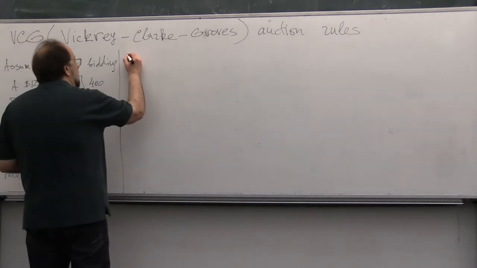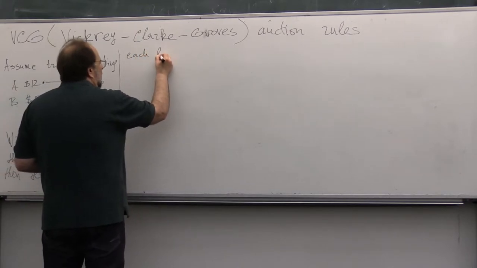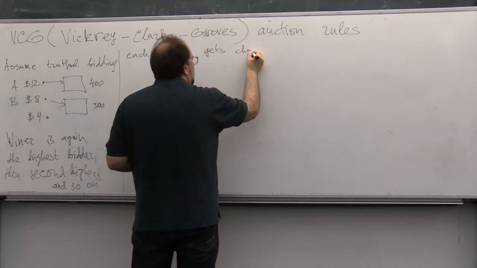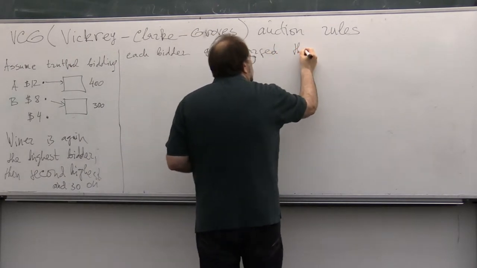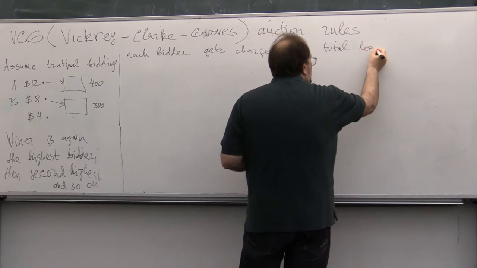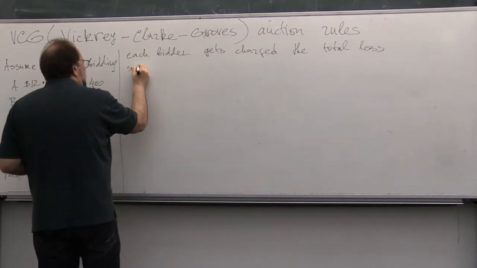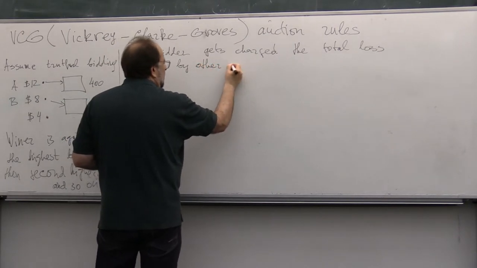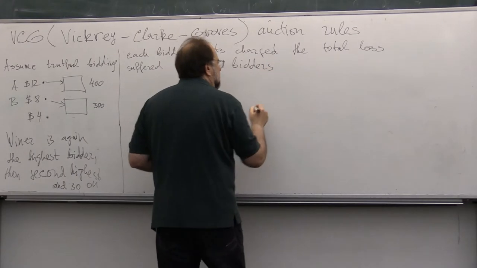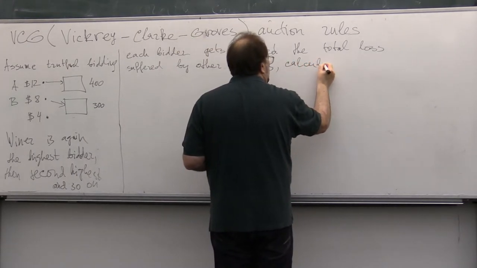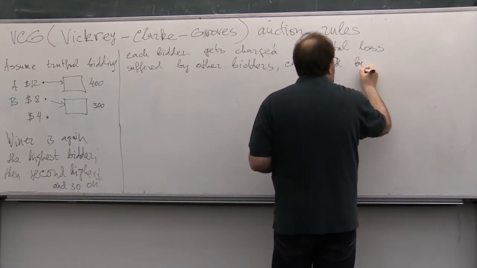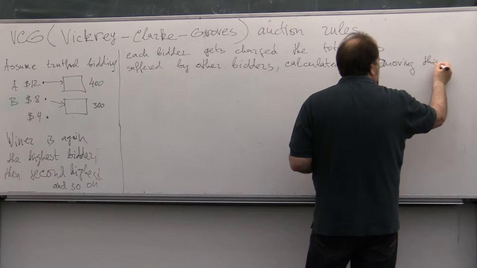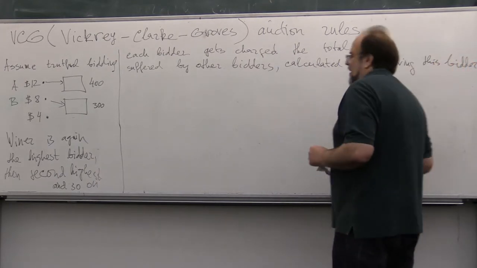And the rule is each bidder gets charged the total loss suffered by other bidders, calculated by removing this bidder. So it's a kind of complication.